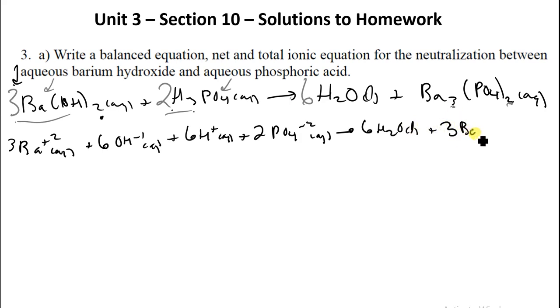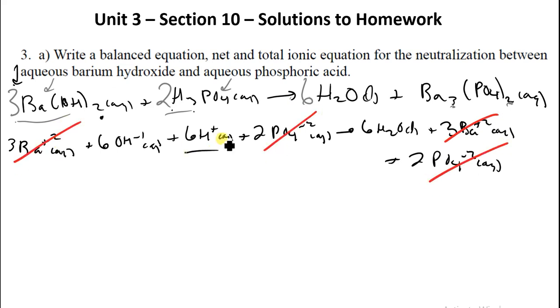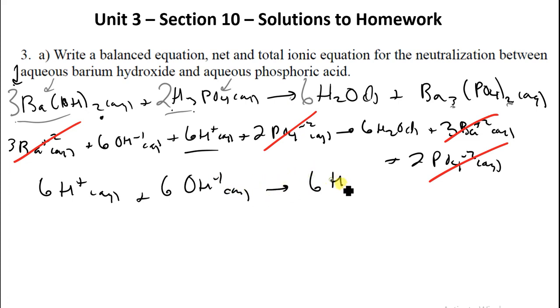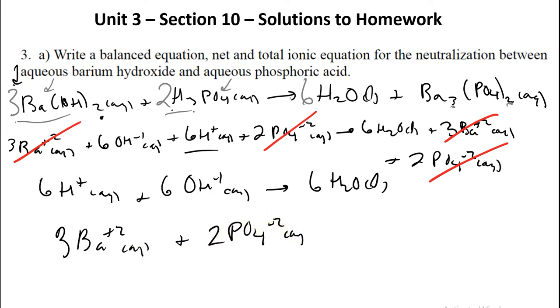And it looks like we have 3 bariums and 2 PO4s. And because it's double displacement, we should have 2 things that are exactly the same, and we do. Let's go ahead and start with that. So 6 hydrogens find 6 hydroxides, and they make 6 waters, no surprise. And the 3 bariums and the 2 PO4s are the spectator ions.